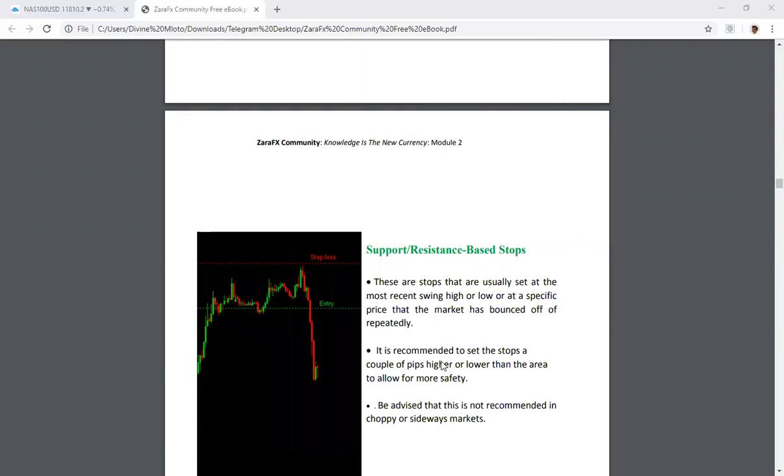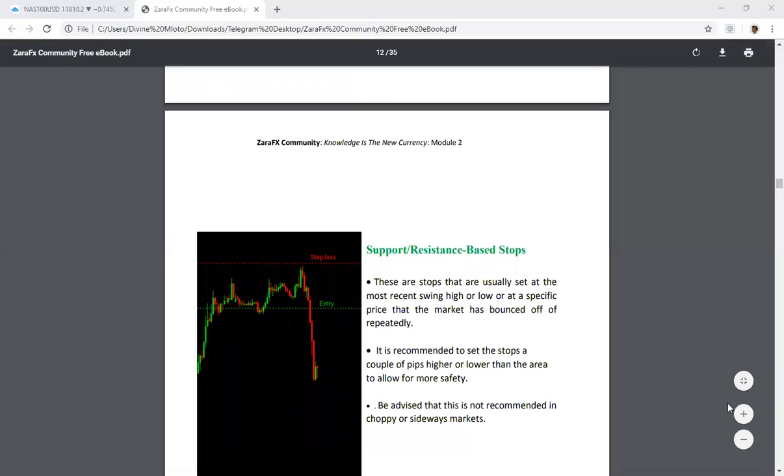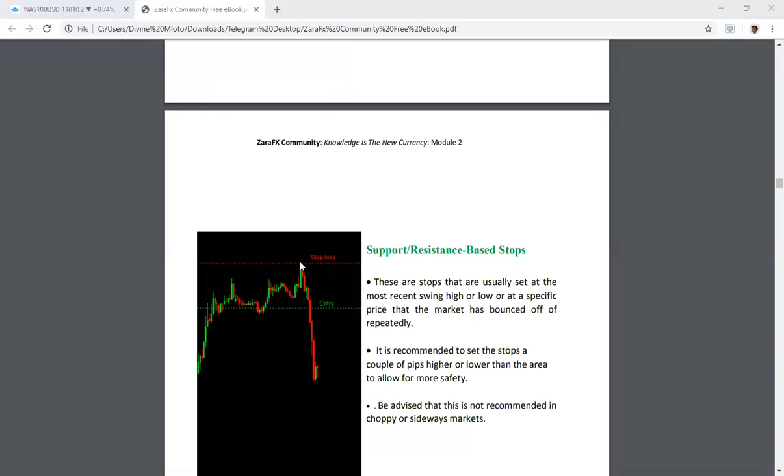Most people like using support and resistance based stops, meaning above resistance or below support. These stops are usually set at the most recent swing high or low, or a specific price that the market has bounced off repeatedly, either support or resistance. It is recommended to set the stop a couple of pips higher or lower than the area to allow for more safety. Meaning if you have a resistance area, for example, here, above there is where you set your stop. And be advised that this is not recommended in choppy or sideways markets.